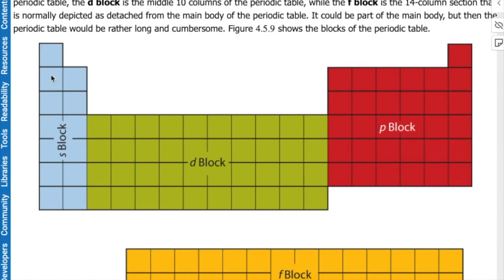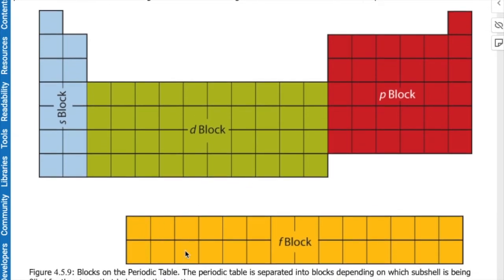So we have 2 columns for s orbitals. They fit 2 electrons. 6 columns in this area because these are filling the p orbitals. 10 columns in this area because these transition elements are filling the d orbitals. And then down here, the lanthanides and actinides are actually filling the f orbitals. That's why there's 14 columns here.